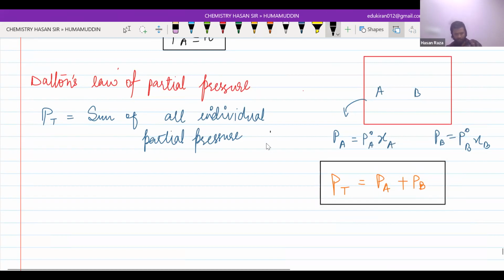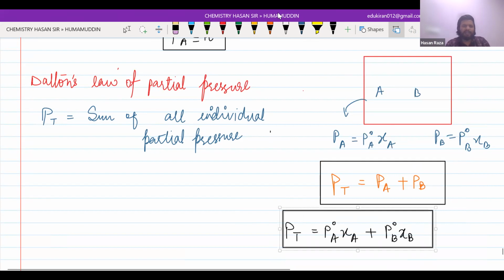If you add them, you will get the total pressure, and you can also write in the place of PA and PB: P naught A zeta A plus P naught B zeta B. This may look tough, the equation, but it's very, very easy if you go step by step. Whatever is given, please do write with me. PA we already know.